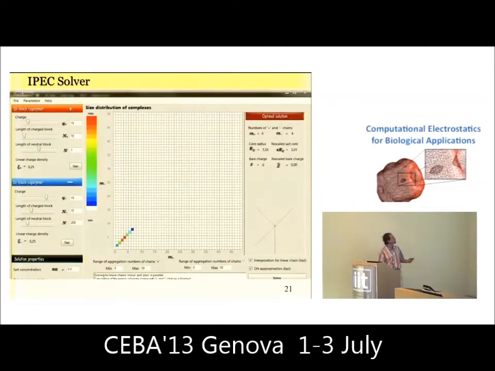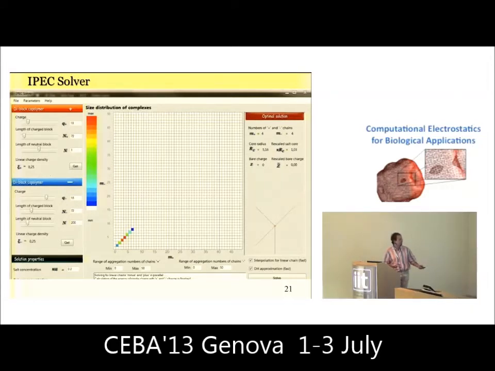So we just developed the EPEC solver, where you can enter the parameters of one chain and then the parameters of another chain, and then you can change the charge, the length of the blocks, and the length of neutral blocks for each of them. And you can have all these solution properties, and it will calculate almost immediately the optimal size of the object, also the radius of this object, and the distribution of this object around the core.